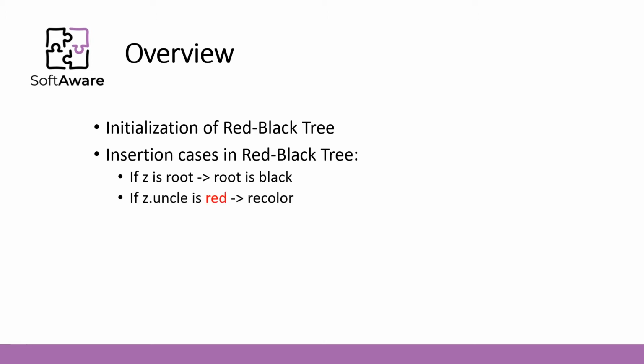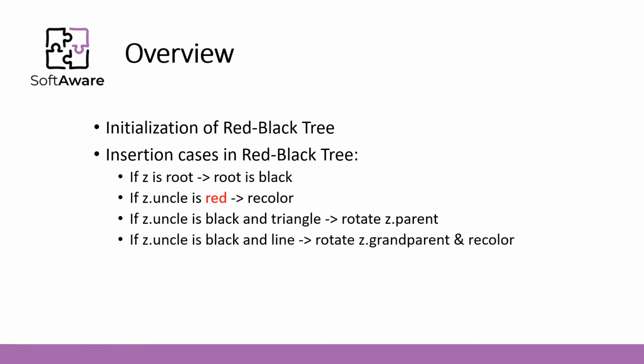If z's uncle is red, we recolor. If z's uncle is black and triangle formation, rotate z's parent. And finally, if z's uncle is black and we have line formation, we rotate z's grandparent and recolor.